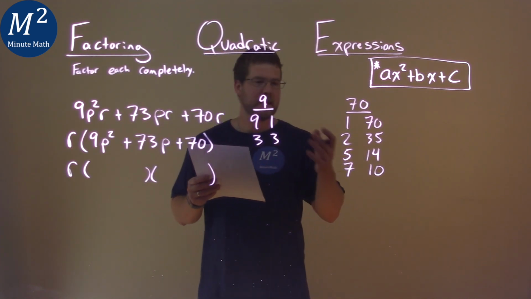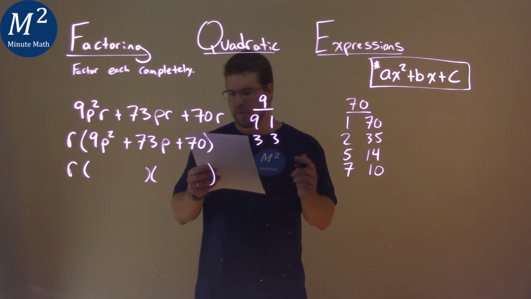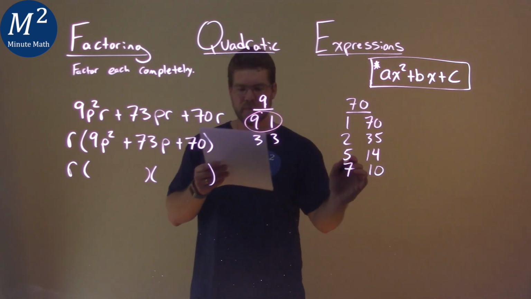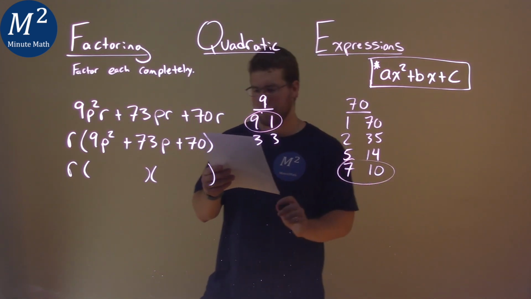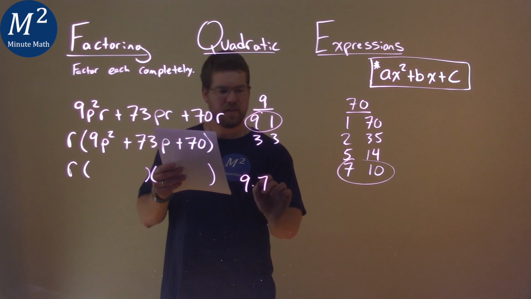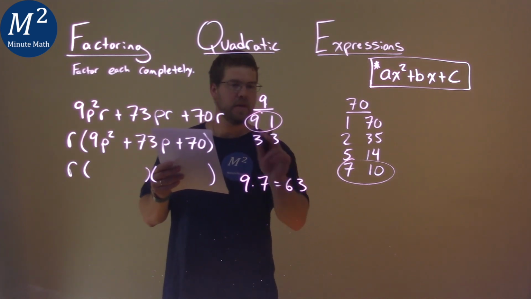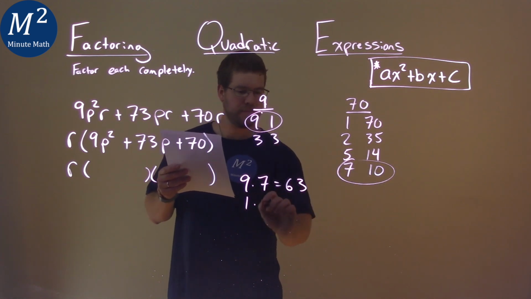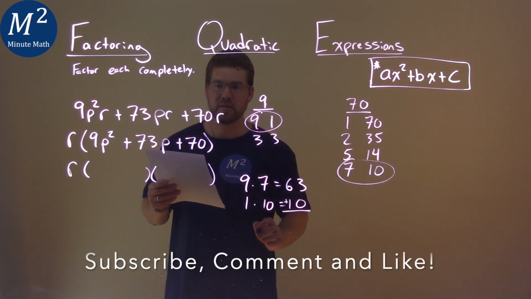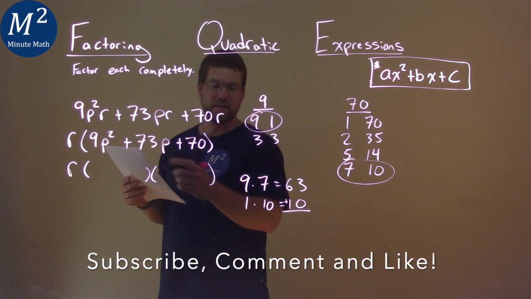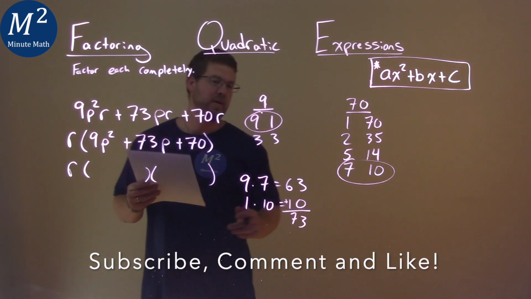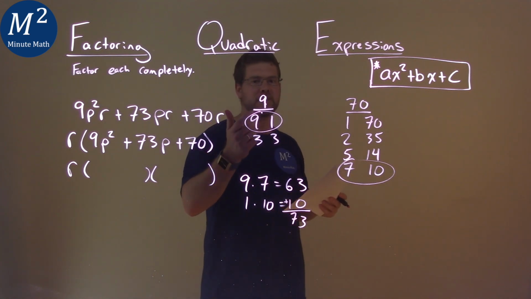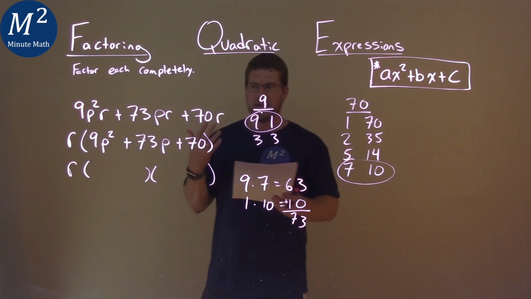Well, I know 9 times 7 is 63, so let's go deal with those. This first one and that last one here. 9 times 7 is equal to 63. And then we have 1 times the 10 equals 10. We add them together, and we get 73. So by being smart with my guessing, I actually got my two pairs of numbers that work here.